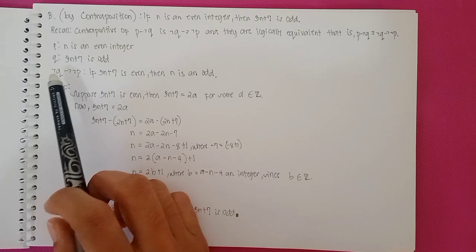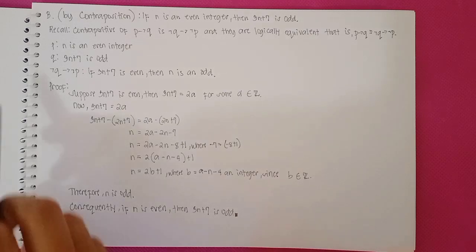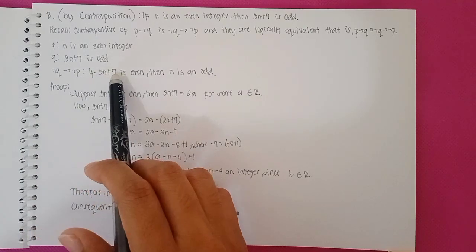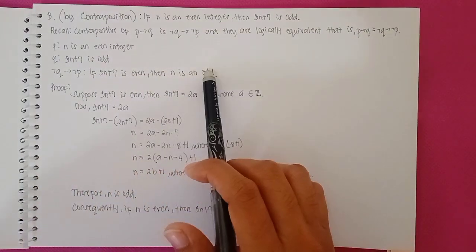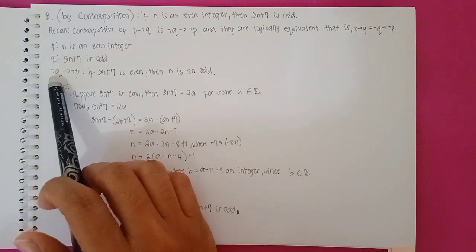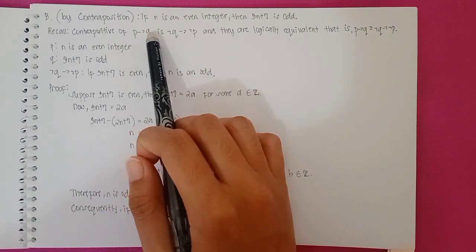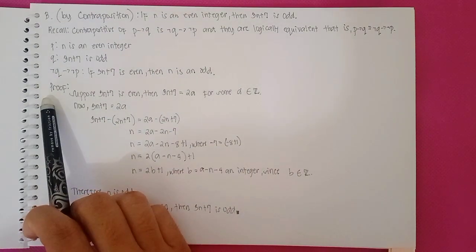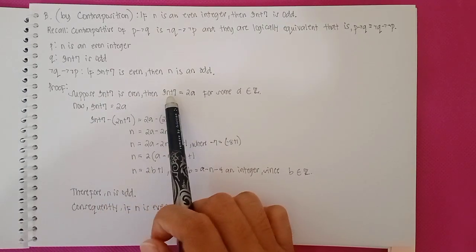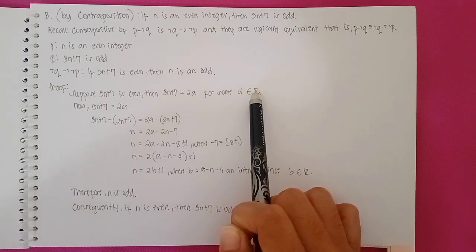And to prove by contrapositive, we assume that q is false, then show that p is also false. So negation of q implies negation of p is: if 3n plus 7 is even, then n is odd. And if you can prove that not q implies not p is true, then we can conclude that p implies q is true. So proof, suppose 3n plus 7 is even, then 3n plus 7 equals 2a, for some a an element of integers.